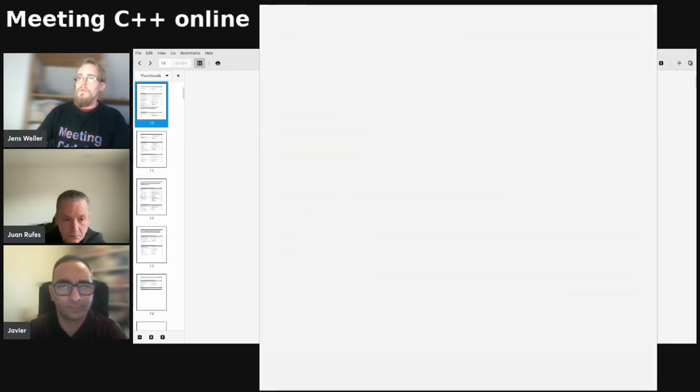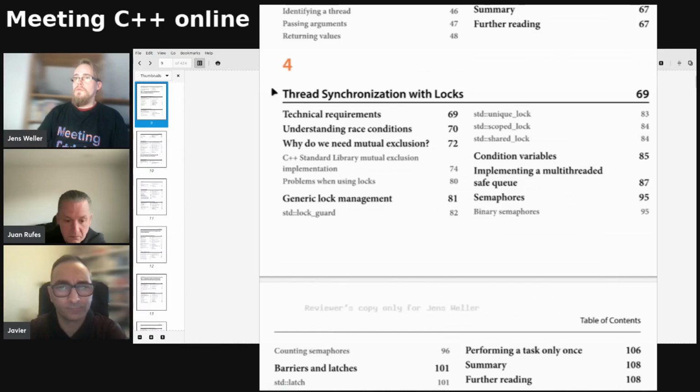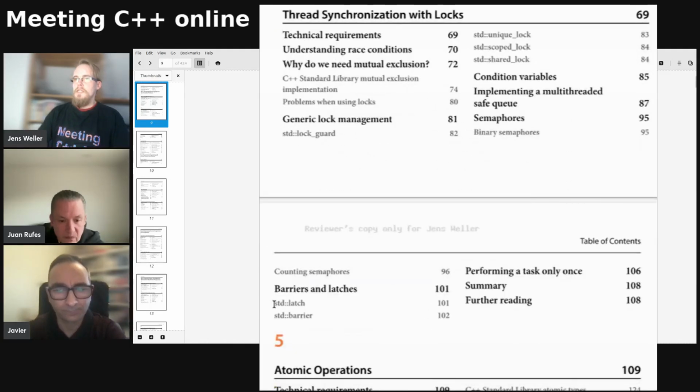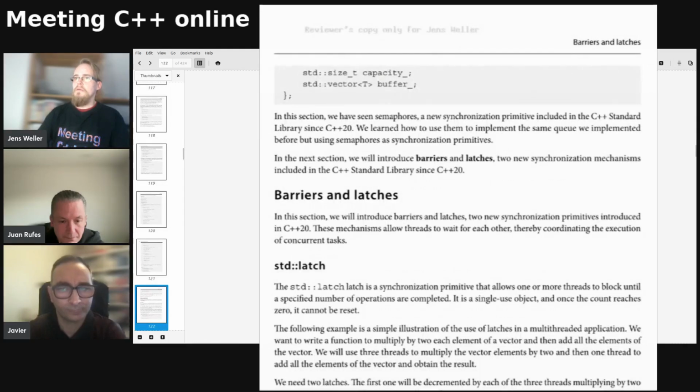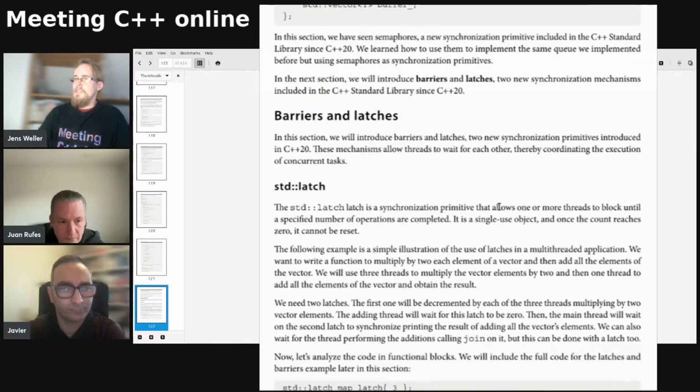Let's go for more chapters. That's also something I liked in the book: the chapter on synchronization. We have various locks in the language, but then newer features are latch and barrier. Let me see if I can find that. Yeah, here we are. These are actually features which came with C++20. And what can I do with a latch?